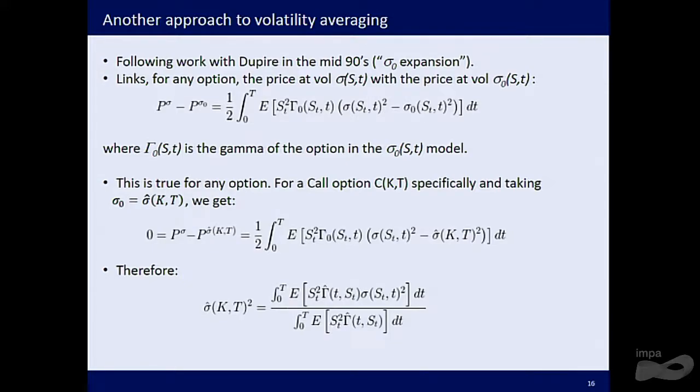In this case, given two surfaces, I can relate the two prices with this integral here. You see that it's basically the expectation of the gamma times the difference of variances. It's true for any option, but in particular, it's true for a call option. If we choose carefully sigma 0, because we can choose anything we want for sigma 0, let's say sigma is our true model. Let's take sigma 0 being a constant equal to the implied vol. Because the two prices have to be equal, we can rearrange the equation, and sigma implied can be written as this ratio of integrals.